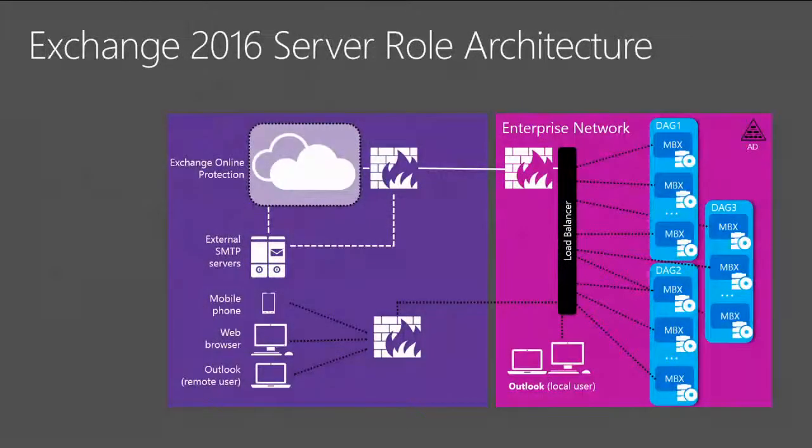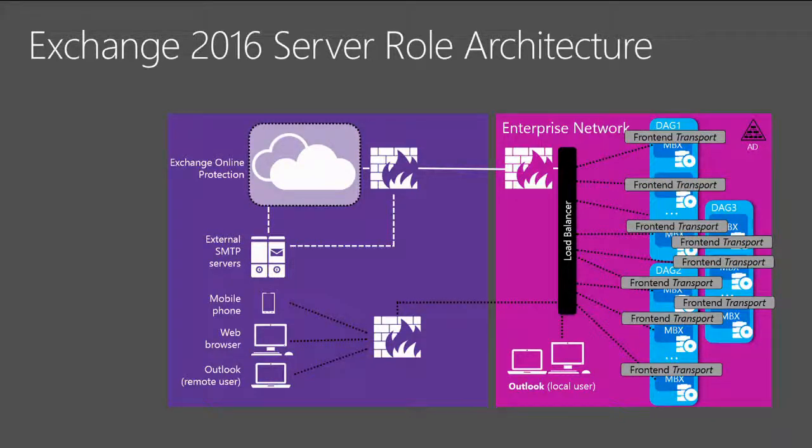All right. Now let's move to somewhat of an architecture diagram. You probably have seen this before in some other sessions too. We have on the right an enterprise network. It is behind a load balancer. And you have, in this case, 3 DAGs with a bunch of mailbox servers in these DAGs. Each DAG can have up to 16 mailbox servers. But there are 3 DAGs in this environment.